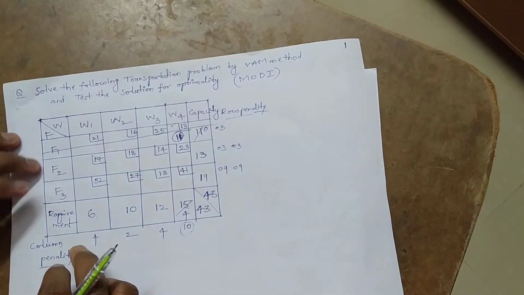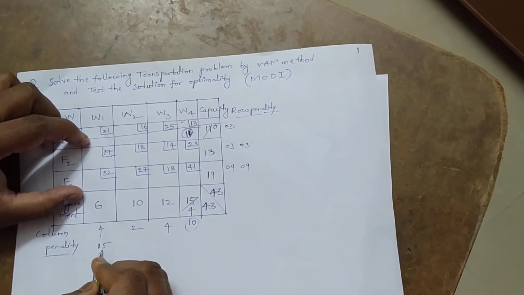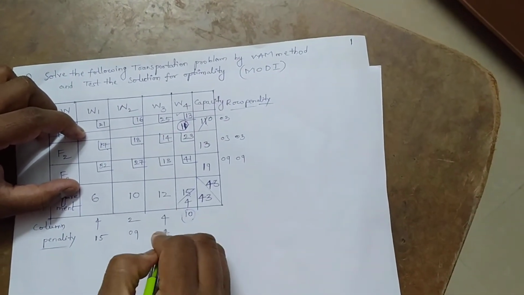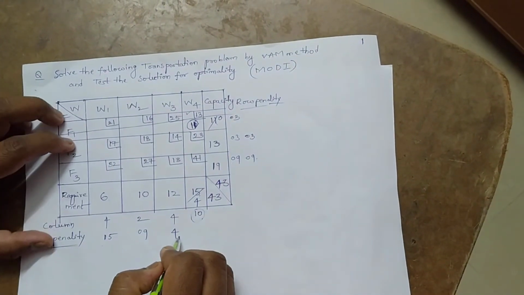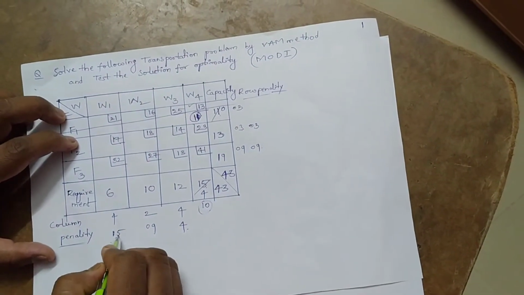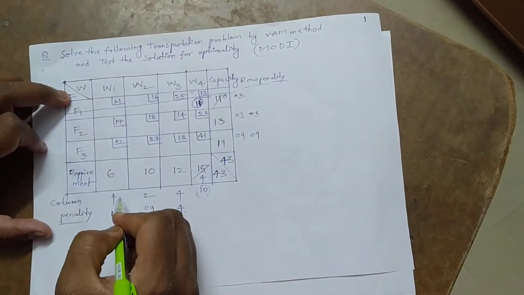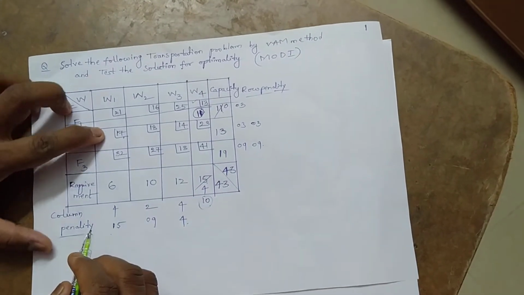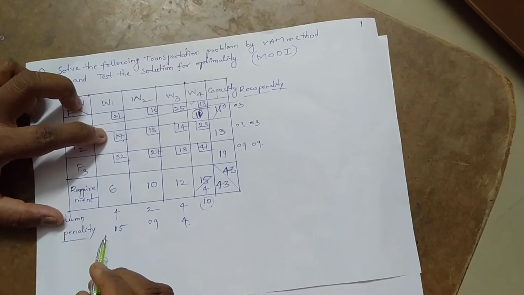And next one for this column is 17, 32, 15. Column penalties: 18, 27, 09, 14, 18, 4. Now out of this 03, 09, 15, 09, 4, which is the maximum penalty? 15 is the maximum penalty. The maximum penalty corresponds to this particular column. In this particular column, what is the shortest cost? 17 is the shortest cost. So for the shortest, this particular F2 W1 cell, we can assign as much as possible.